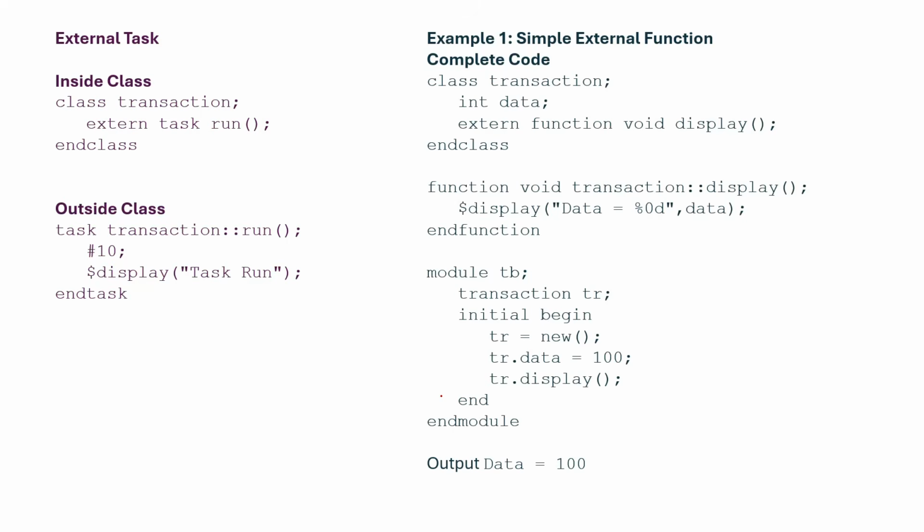And a simple external function, how are you calling that? So class transaction, int data, and then extern function void display. Your method name is display. Okay, you can call that outside the class. So I have written that outside the class. See here, function void transaction, so the class name is transaction and display is the other. Then $display we can write in the class.